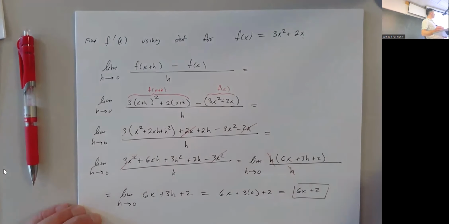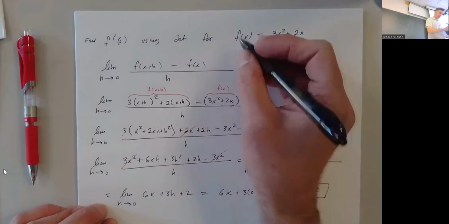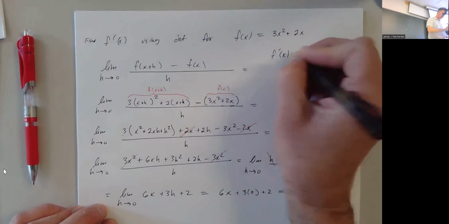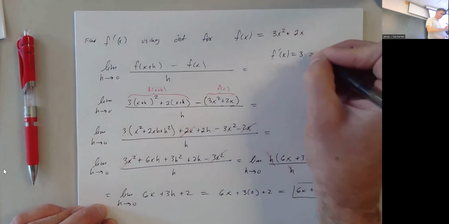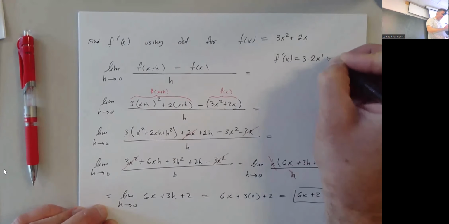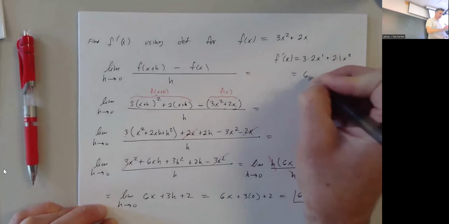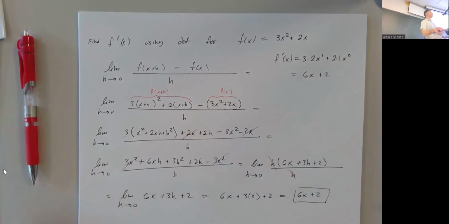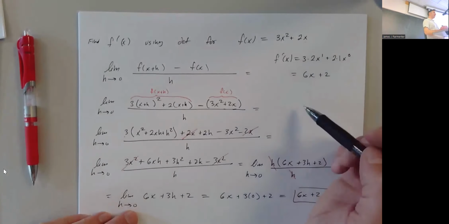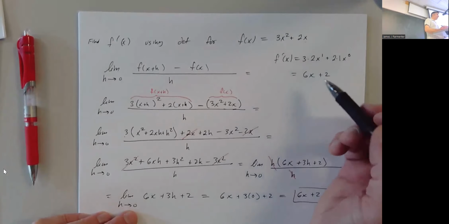Which, if we were to have used the power rule and also the constant multiple rule and the addition rule, we can see, oh yeah, the power rule says the derivative here is just going to be 3 times 2x to the first plus 2 times 1x to the 0. Or in other words, 6x plus 2. But of course, we don't really do that here because we're not being asked about it.